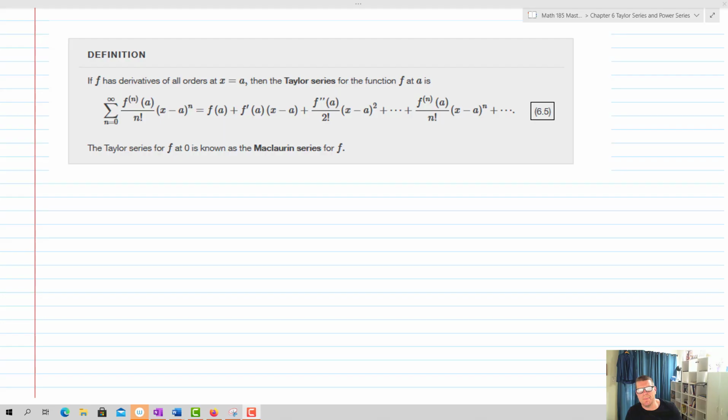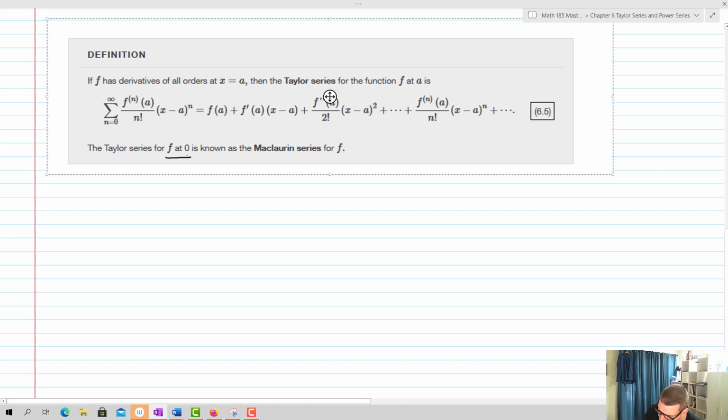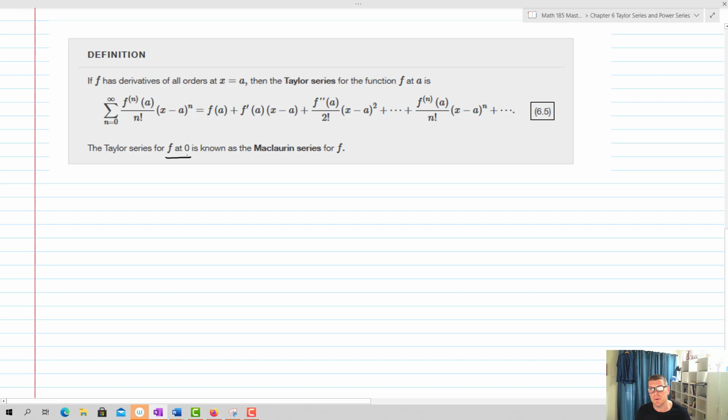Let's take a look at an example of a Maclaurin series. A Maclaurin series is the Taylor series for f at 0. So it's a special case in which we set a equal to 0. We're going to look at the Maclaurin series for sine, a very famous one. So we're going to let f of x equal sine x.